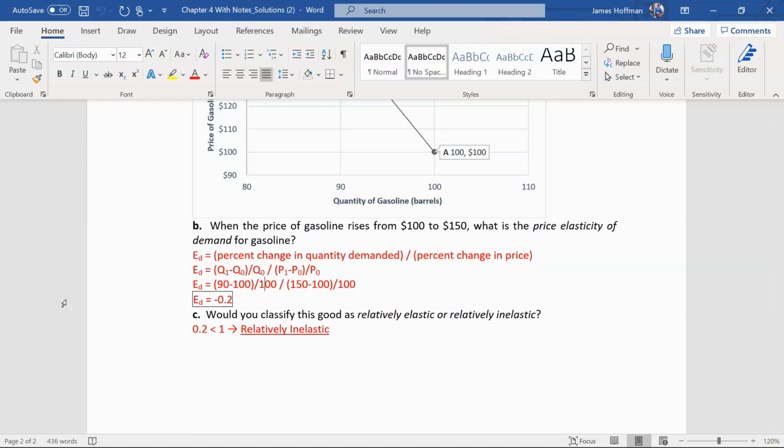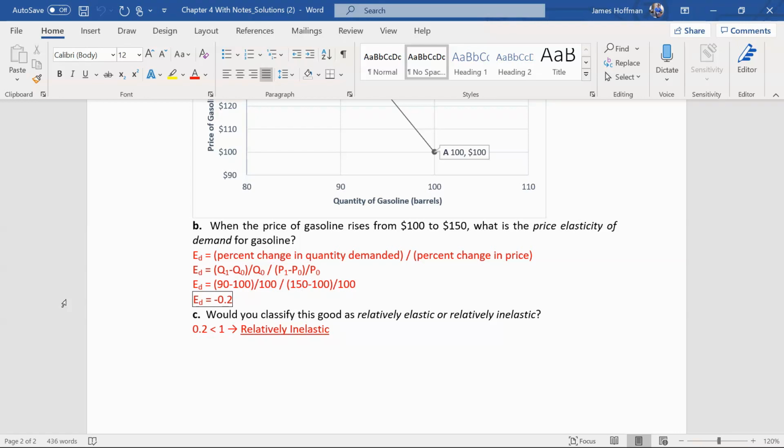So Q1 is 90. That's the new quantity after the price change. The initial quantity was 100 divided by 100. So the change over the original would give us the percent change in quantity demanded. And then do the same for the price.